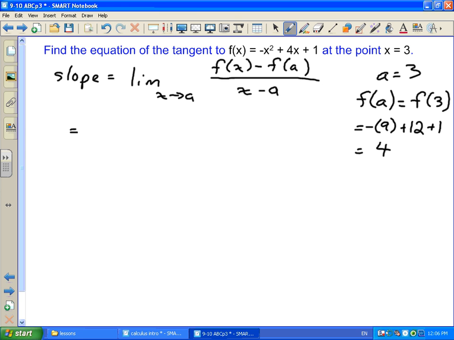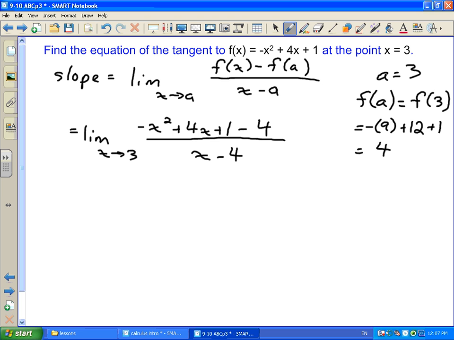So let's see what this is going to be. This is going to be the limit as x tends to 3, because that's our a value. f at x is negative x squared plus 4x plus 1. And we want to subtract f at a, which is 4, and divide this by x minus 4, subbing in our value for a.